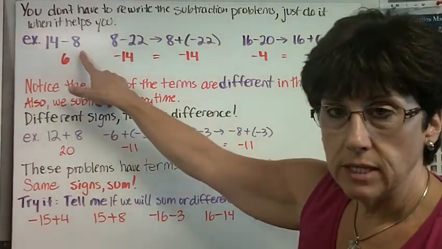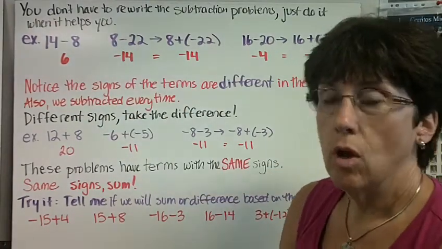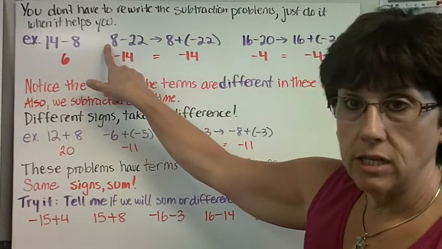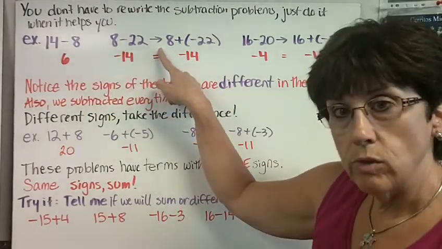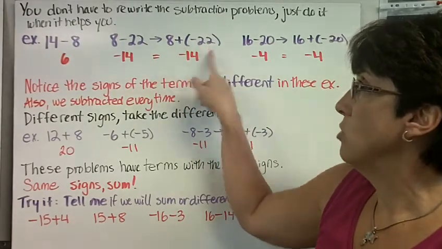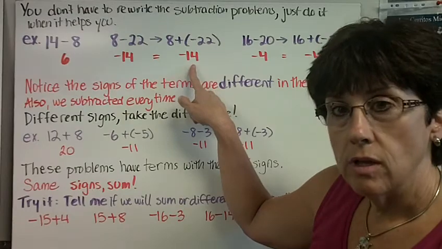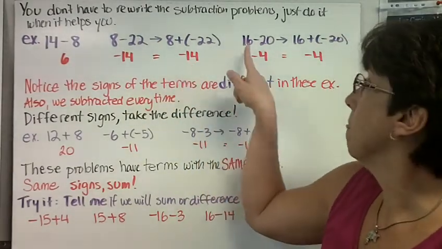14 minus 8, 6. 8 minus 22. Well, some of you may like to just do this problem and say negative 14. Others of you may like to rewrite it as an addition problem, 8 plus negative 22. When you do it like this, it totally stands out that there are more negatives. But see, they're both the same answer, negative 14.